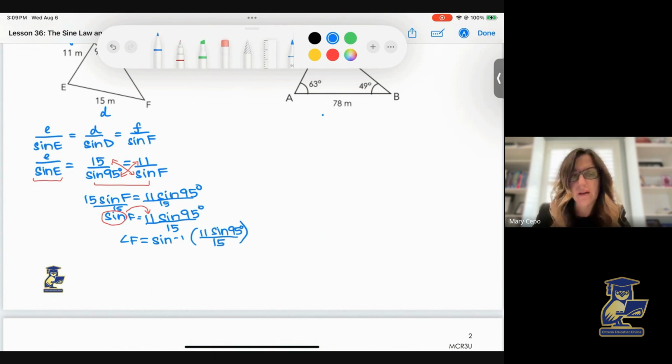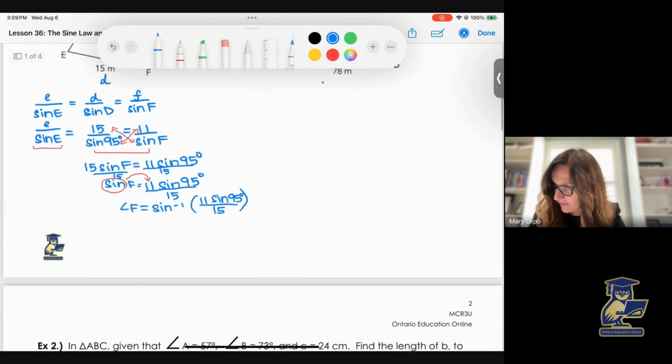Okay, so again, if we're looking to figure out the inverse, keep in mind we do have to use shift. So you have to know your own calculator. So shift sine. We're going to figure out that angle F is about, which would be about, rounding to the nearest whole number, 47 degrees.